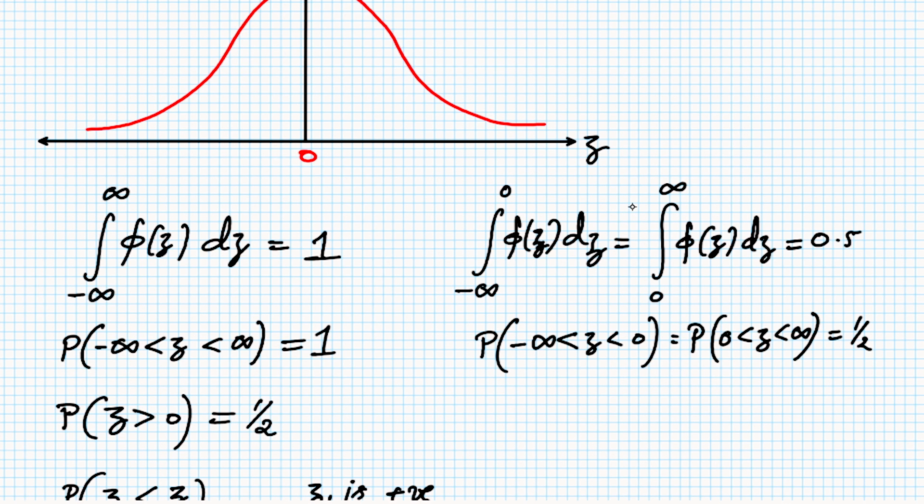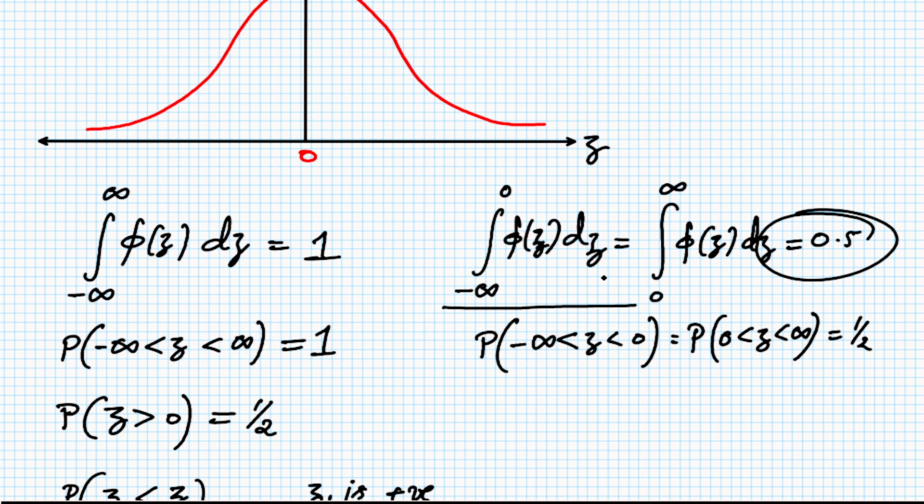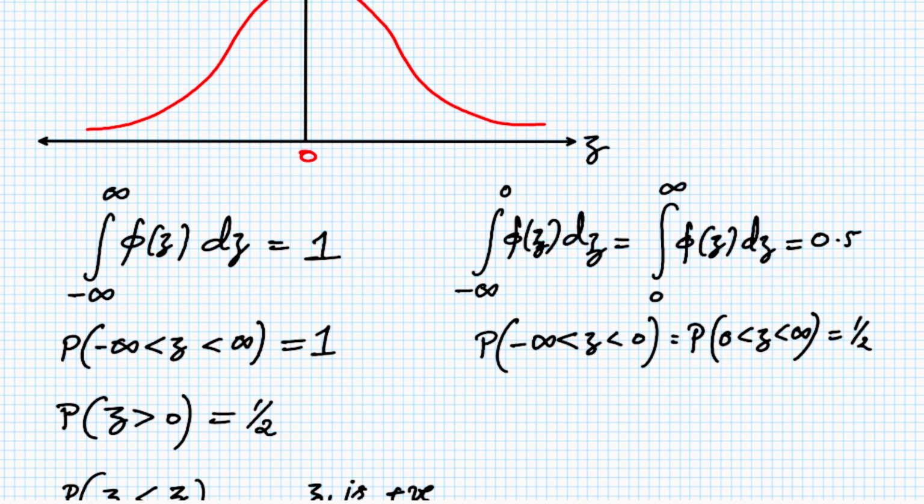Then the next question I asked was, what is the integral from minus infinity to 0, or from 0 to infinity? I know that they are half of my previous case, so that will be equal to 50% or 0.5. The same thing I can write in probability notation, because the integral of phi of z is a probability. So what is the probability that z is between minus infinity and 0? 50% chance, because that is half of the area. Similarly, 0 to infinity is also half of the area, so you will get the same answer.